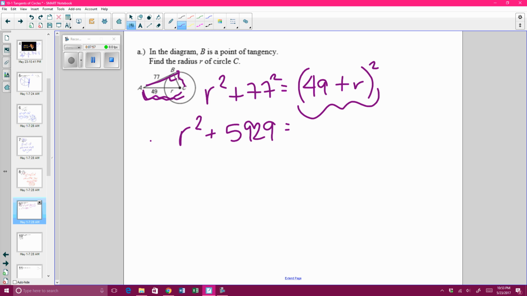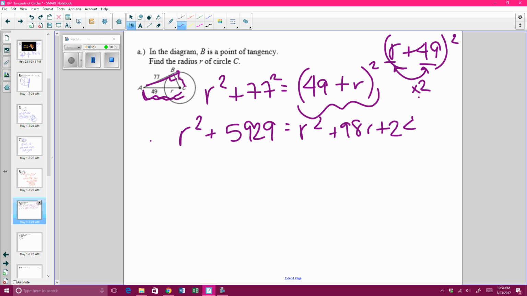So if you remember, let me write this so that it looks, this is probably how we did it last year. You do not just square r and 49. You have to square r. You have to multiply r times 49 and then multiply that by 2. So this would be plus 98r. And then eventually you do have to square 49. So this would be 2401.